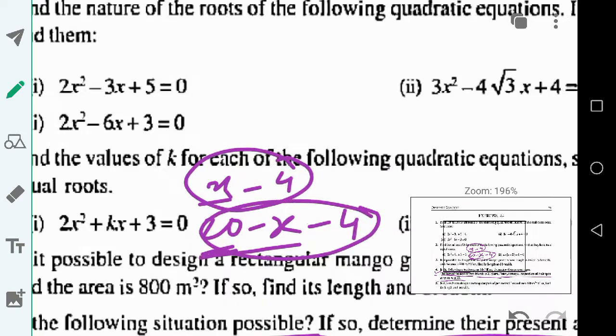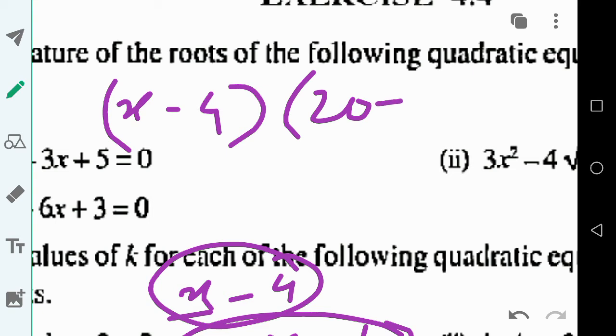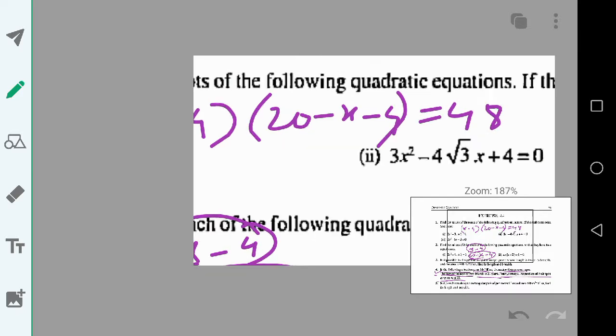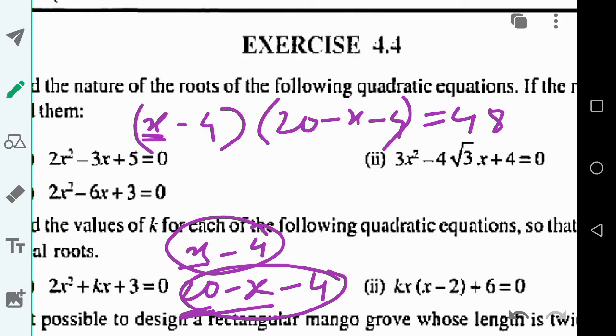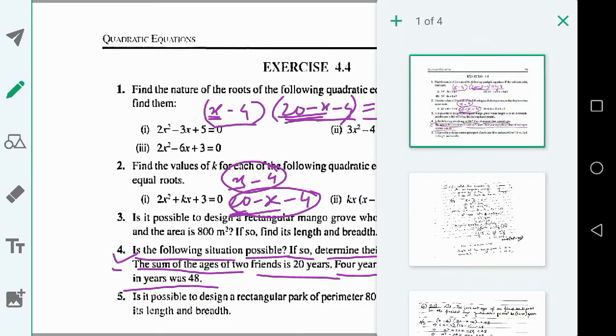Okay, so the equation will be like this: (x − 4)(20 − x − 4) = 48. So what we have done: x is the present age of one friend, 20 − x is the present age of the other friend, 4 years ago their ages were x − 4 and 20 − x − 4, and then their product was 48. Okay, so let me show you how to solve this.